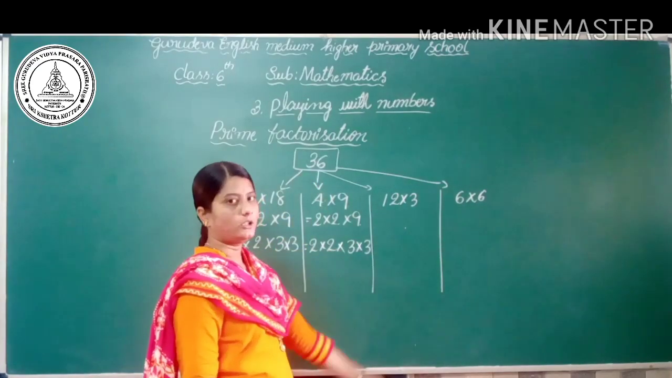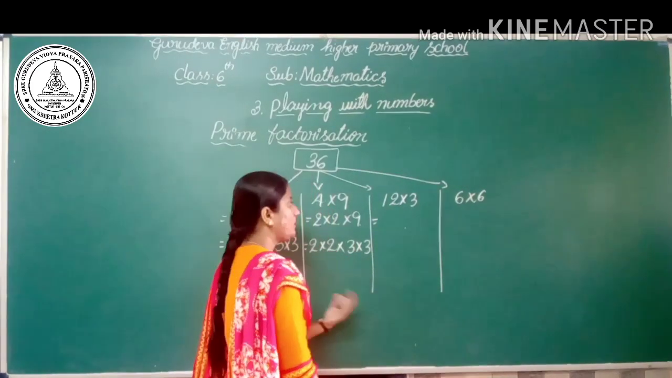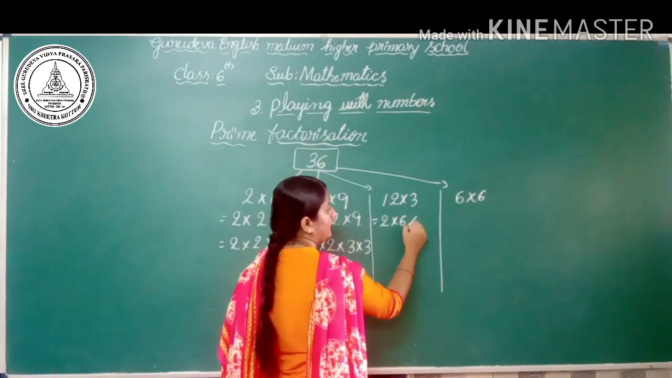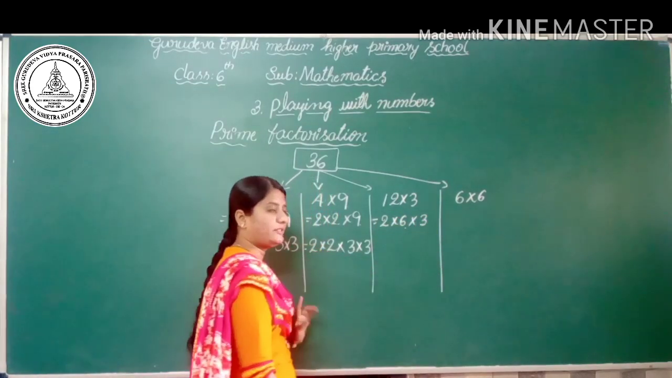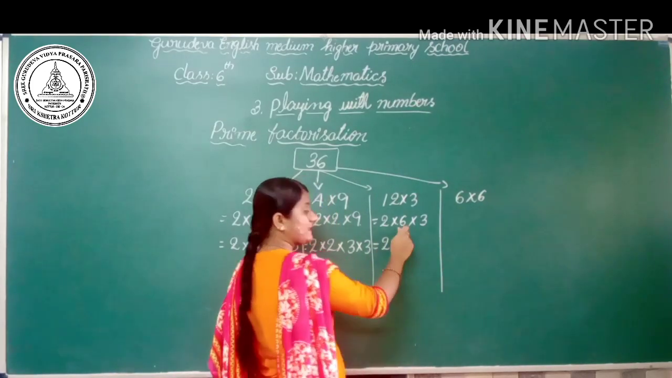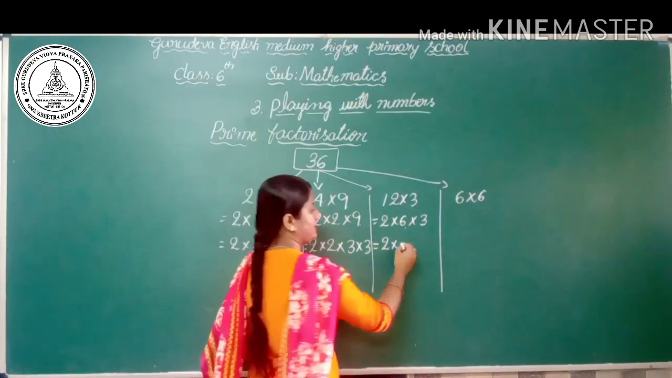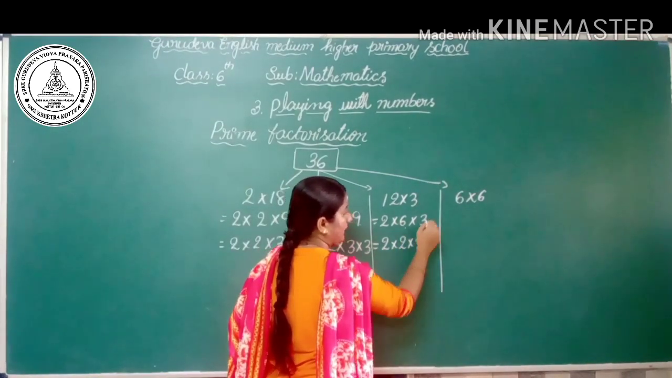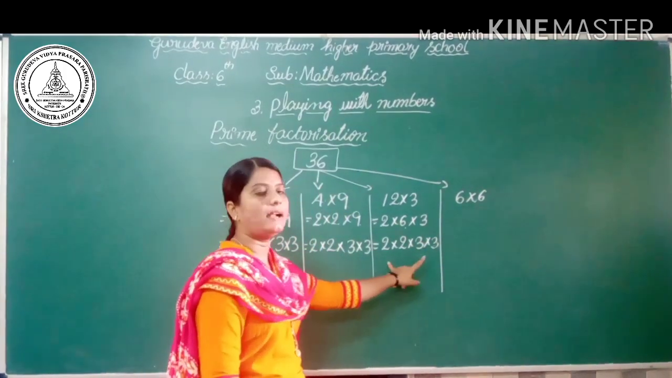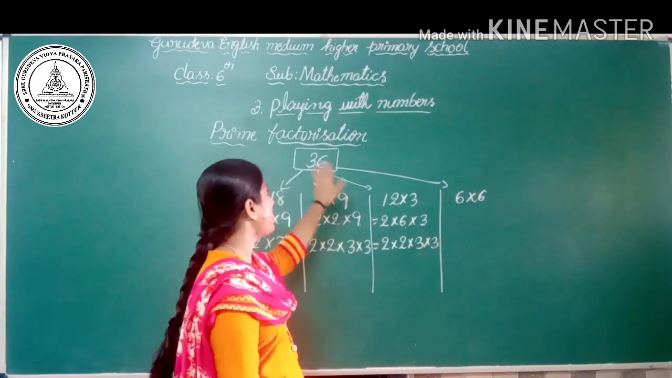Then similarly 12 into 3. So 12 can be written as 2 into 6, and 3 is a prime number, so write it as it is. Then 6 can be written as 2 into 3, that is 2 into 3 into 3. As you can see here, 2 and 3 are prime numbers, hence it is the prime factorization of 36.